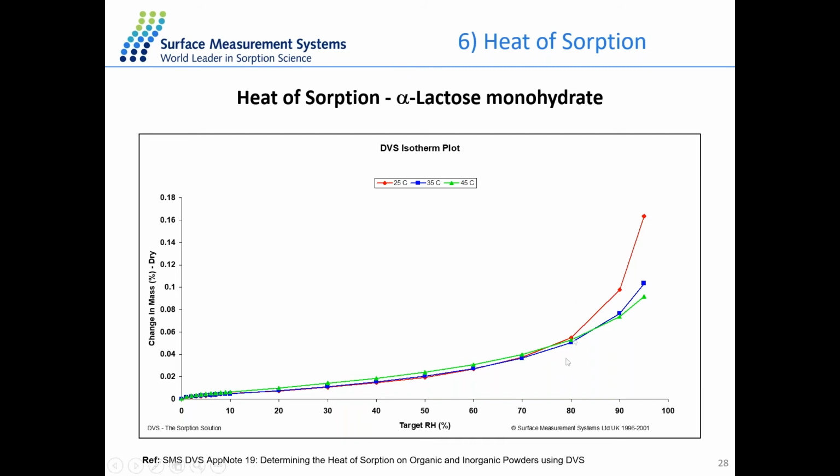Below about 80% RH here, there is virtually no change in the vapor sorption at the three different temperatures. And above 80% RH, at high humidity, the lactose is able to absorb more water molecules at lower temperature. And this is very typical for the surface sorption mechanism.